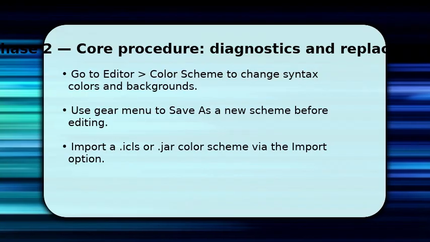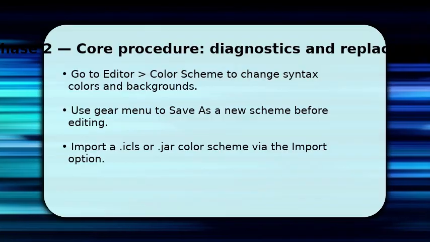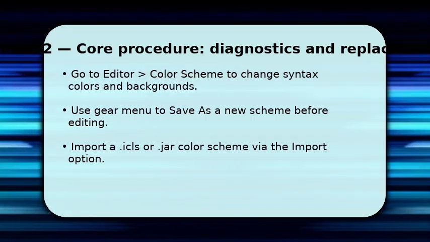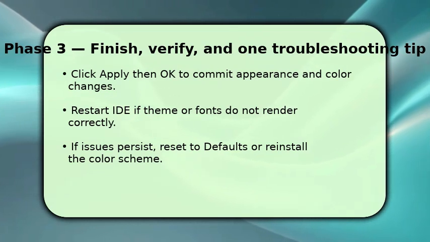Once saved, edit colors and fonts and general settings to set the editor background, caret, and selection colors. If you have a downloaded icons file, use import to add it. Once imported, apply it so the editor reflects your new choices immediately. Finish by clicking Apply and then OK so PyCharm saves your theme and color scheme settings. You'll see changes instantly in most cases.